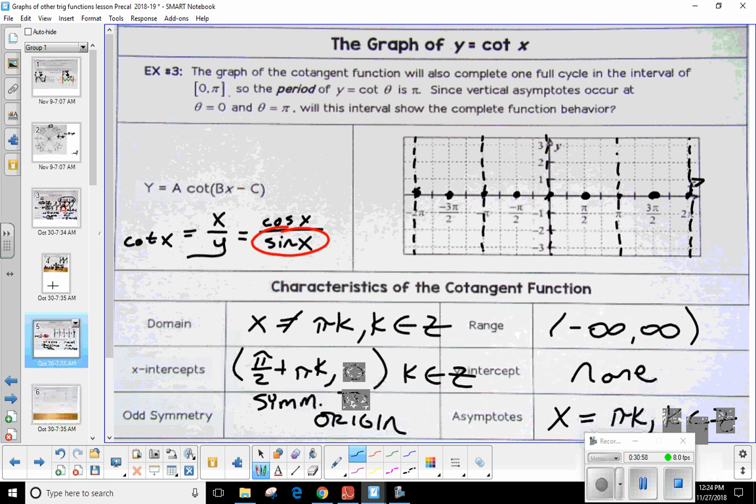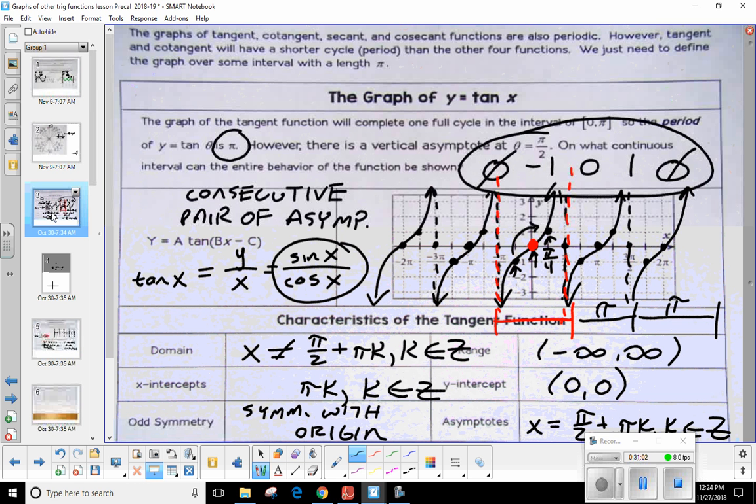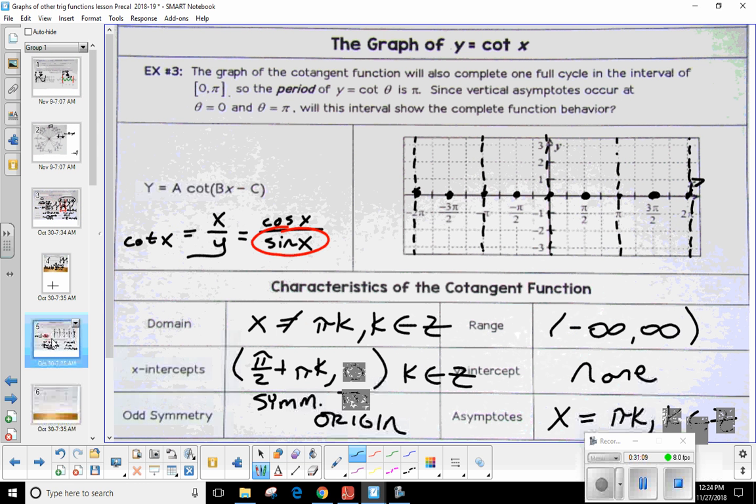Now you remember with tangent, if you look at the graph, the pattern went up to the right. Well, with cotangent, remember this is the reciprocal. So you're going to see this pattern. Instead of rising to the right, it's going to fall to the right.